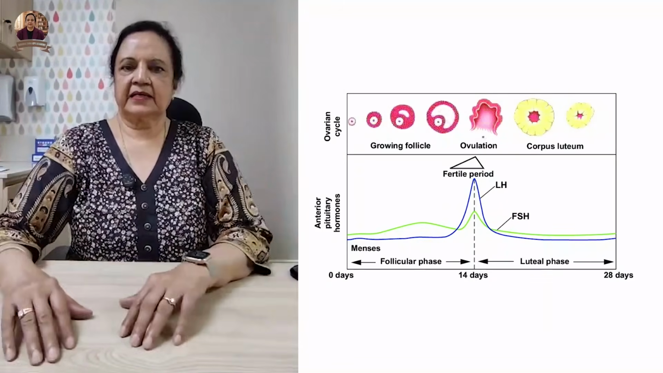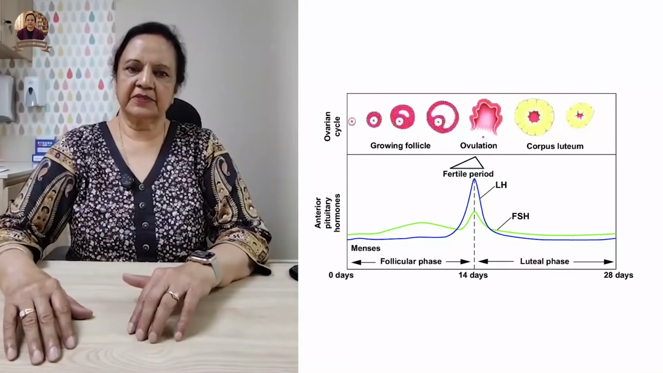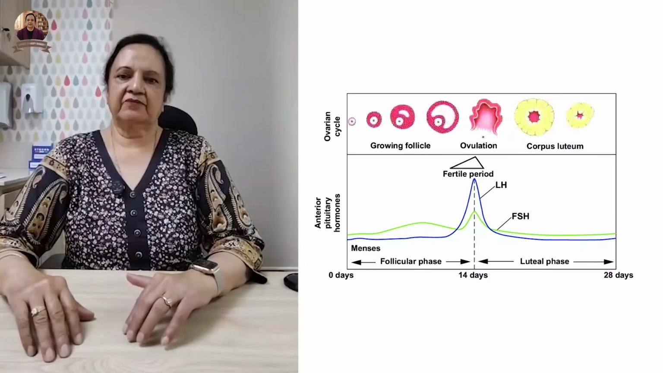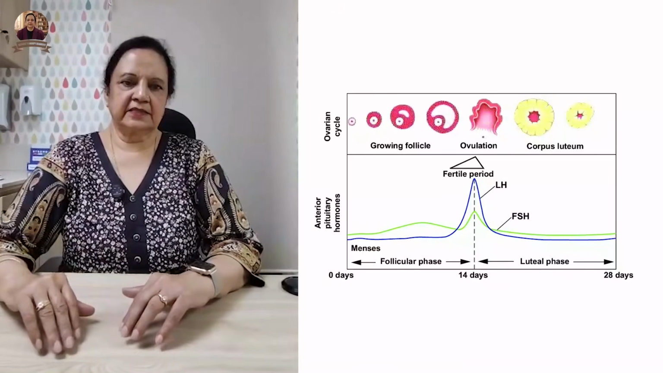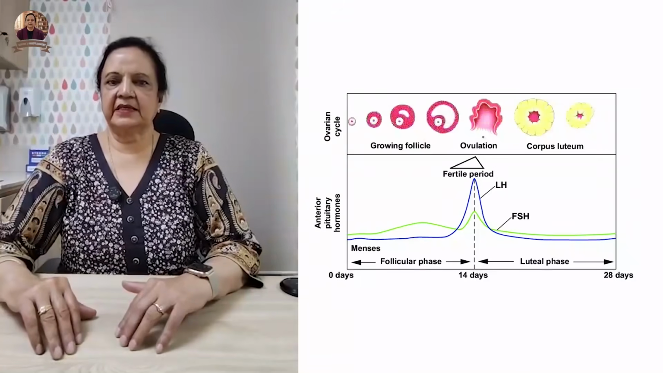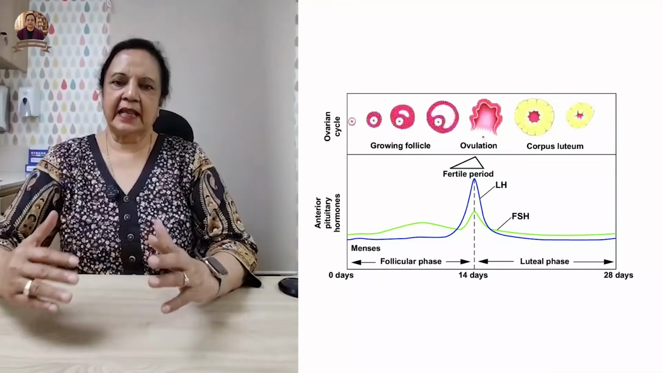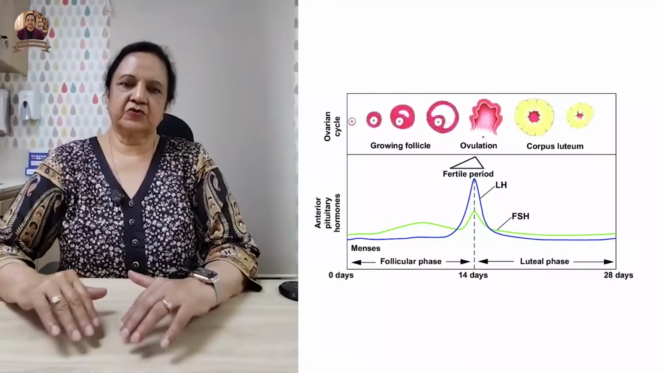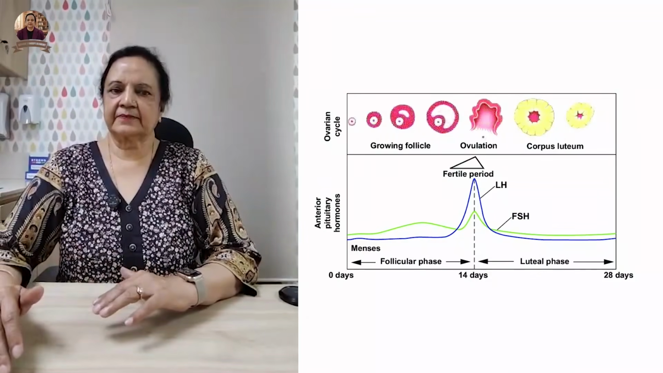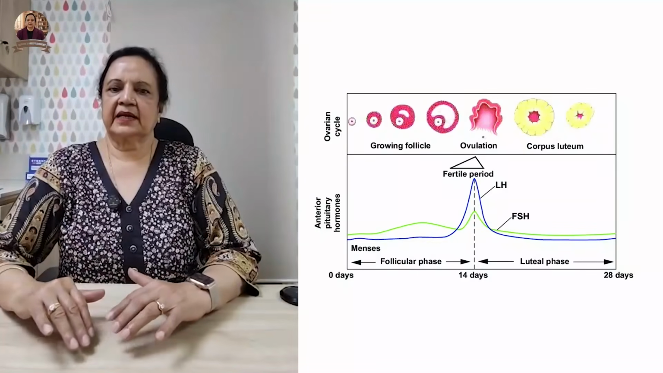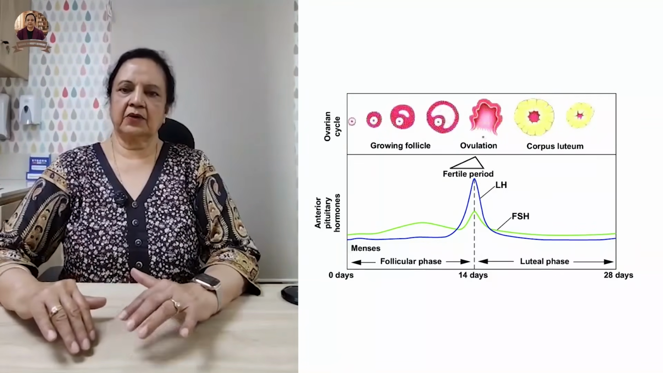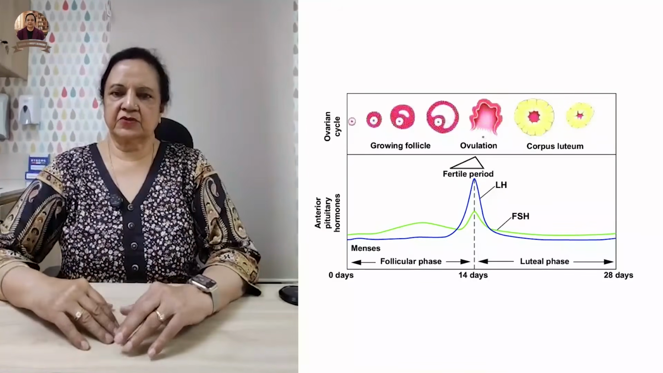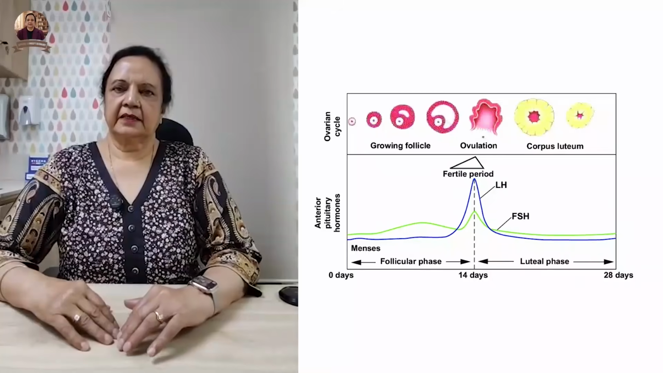What happens if fertilization does not occur? The corpus luteum has a fixed lifespan of about 10 to 12 days. If pregnancy does not occur, it degenerates into corpus albicans. This leads to a rapid fall in the progesterone and estrogen levels. Without these hormones, the endometrial lining can no longer be maintained. It breaks down, leading to menstruation, and a new cycle begins.